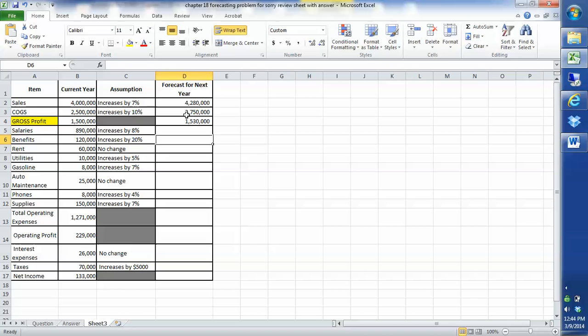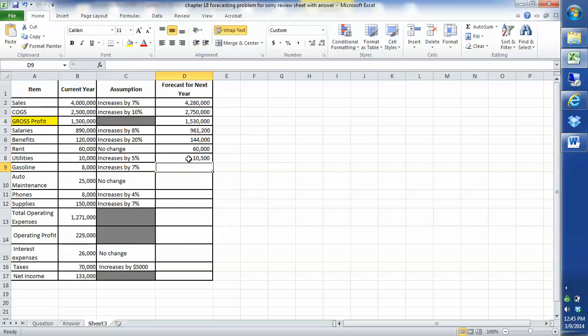Our salaries are going to go up by 8%. So here, let's make sure we're in the right box. Yep. Plus our salaries times 1.08. And our benefits are going to increase by 20%. So we're going to go ahead and pick up our benefits and multiply by 1.2 to get 20% increase. No change in rent, so we just pick up the 60,000. Utilities are up by 5%, so we take the 10,000 and multiply it by 1.05.